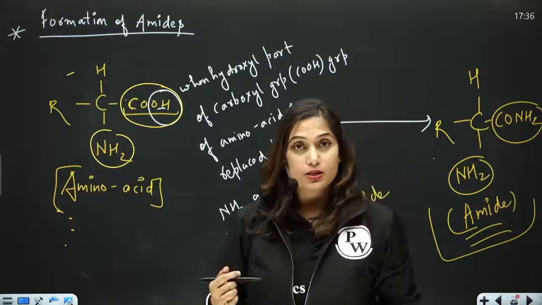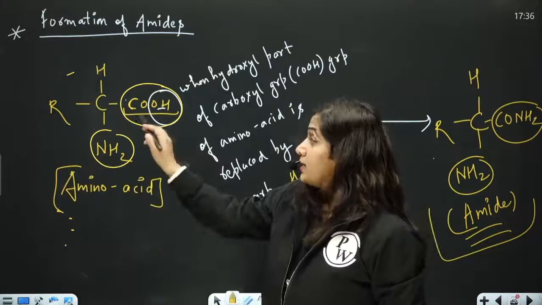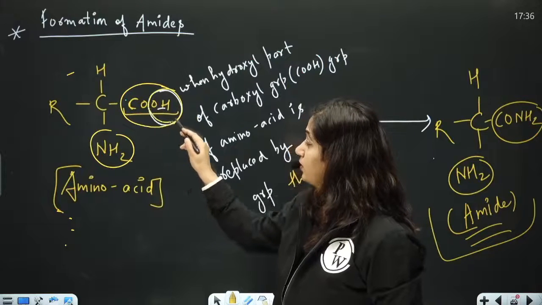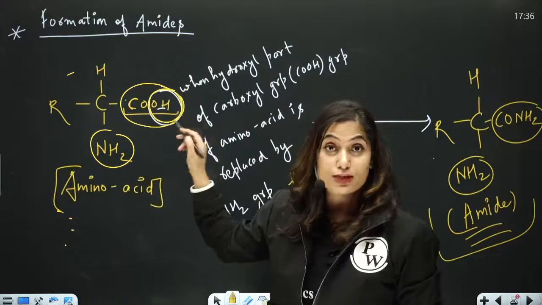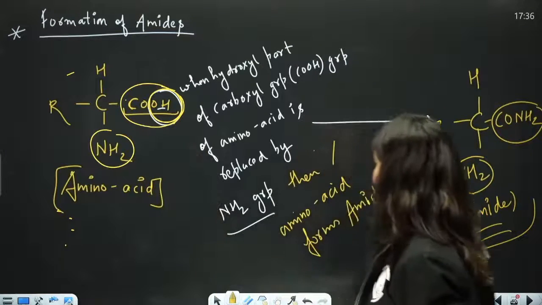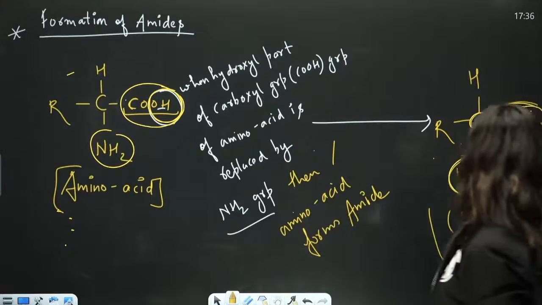So what happens when an amino acid gets converted into amide? This carboxyl group, COOH group, the OH part of this carboxyl group is replaced by NH2 group. And as soon as this is done, this gets converted to this. See, carbon, 1 NH2 group, CO. In place of OH, what has come over here? NH2. So CONH2. So this is amide, right?